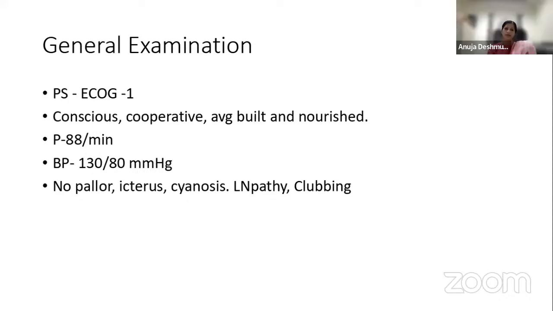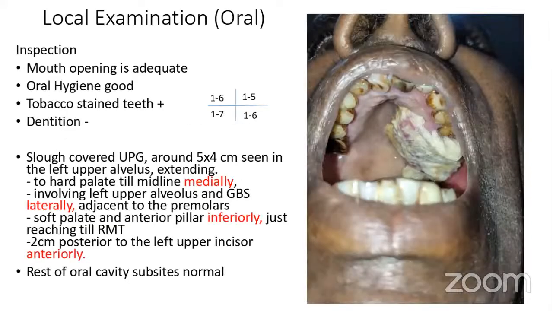You can go ahead. I think I finished with my question. Then on local examination of the oral cavity on inspection, the mouth opening is adequate. The patient has good dental hygiene. There are tobacco stained teeth present. Coming to the dentition, on the right upper alveolus, from the medial incisor to the first molar, the teeth are present. On the left upper side, only 1 to 5 teeth are present, and the last 2 teeth were extracted, and the last 5th one is a loose tooth.